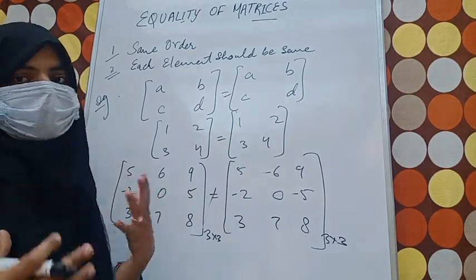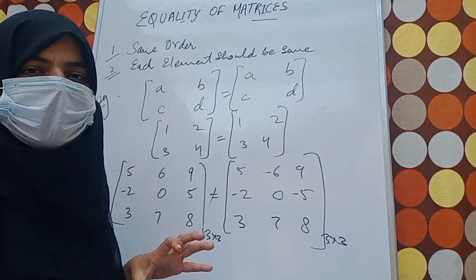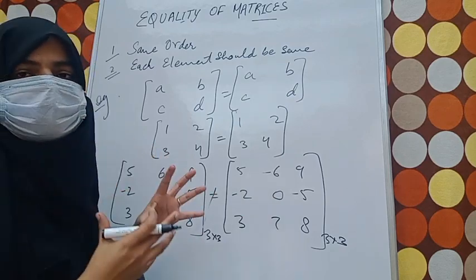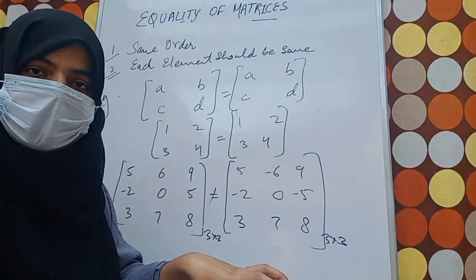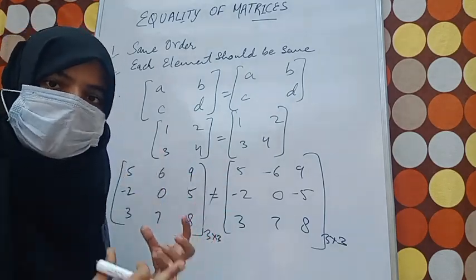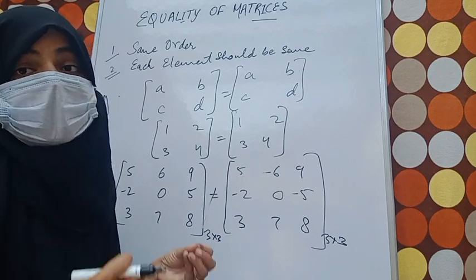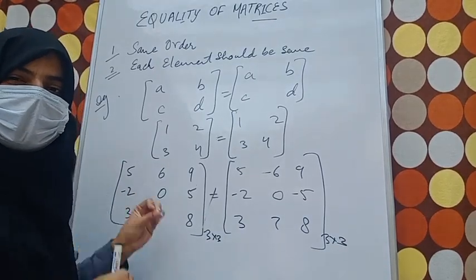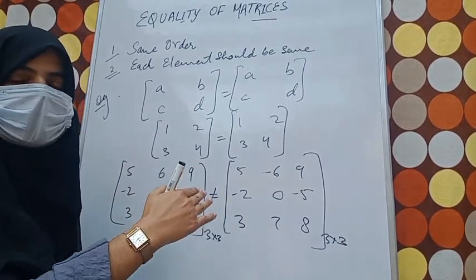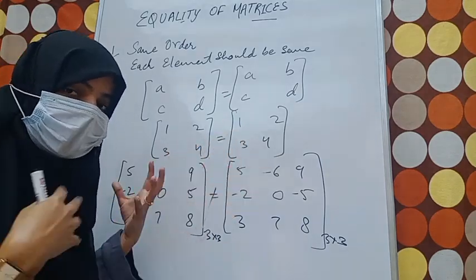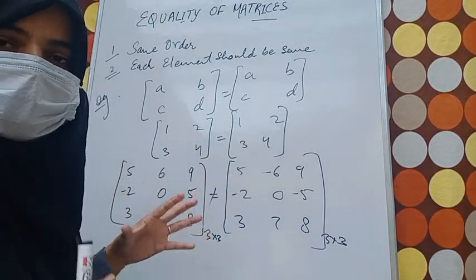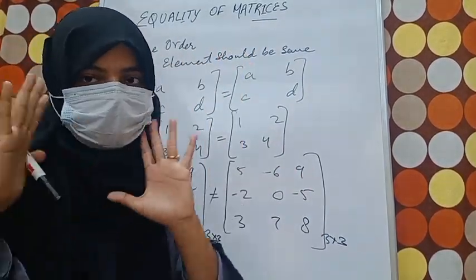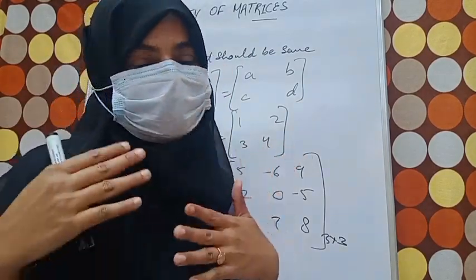I hope you are able to understand the concept of equality, or how to put two matrices equal, or how to say these matrices are equal. So it has to be in the same order. Secondly, each and every element should be same. Or we can say same order and corresponding elements of both the matrices are equal. Then only they are said to be equal matrices. I hope this topic called equality of matrices is clear to you all.